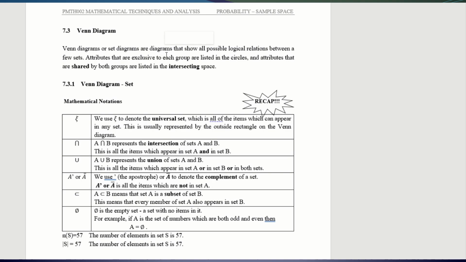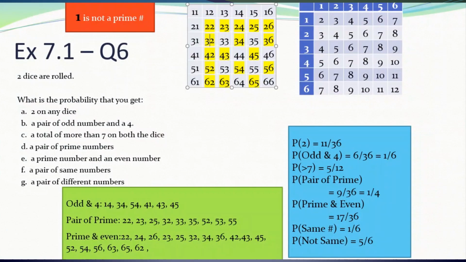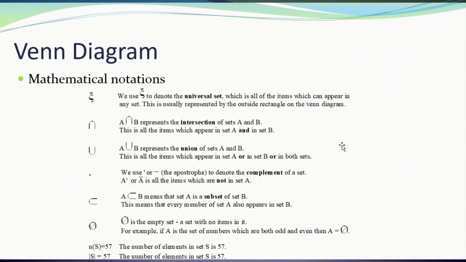Okay, now we're going to move on to Venn diagrams. Venn diagram is this diagram you have done in school before. So let's take a look at the notations that you need to learn. When you see something like that, it means universal set. What is universal set? Everything in that set.